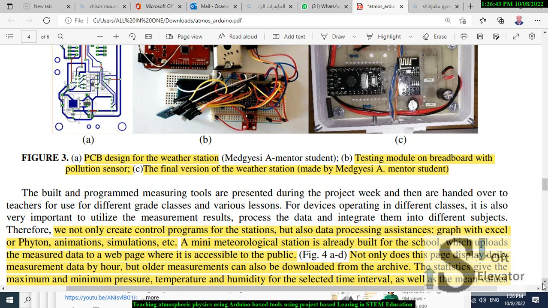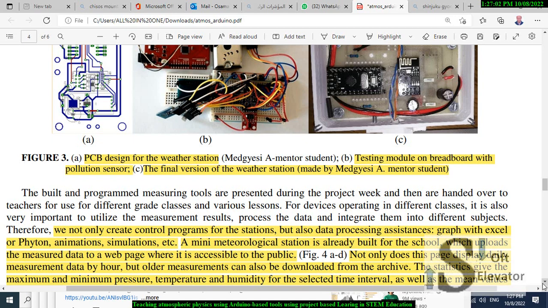We not only create control programs for the stations, but also data processing assistance, graphs with Excel or Python, animation, simulations, etc. A mini meteorological station is already built for the school, which uploads the measured data to a web page where it is accessible to the public.